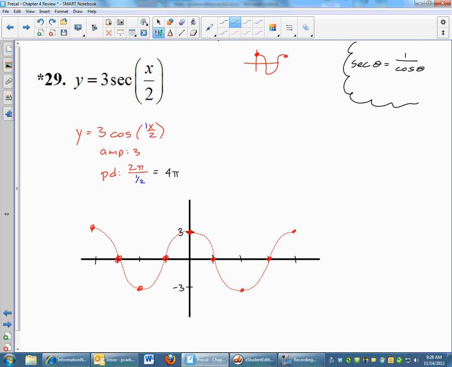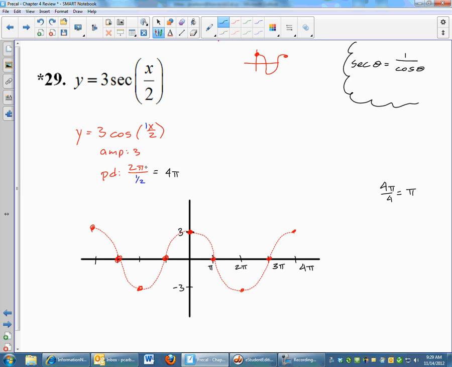And I do need to label my x-axis also. My period was 4 pi. And this one's going to be nice. 4 pi divided by 4 is 1 pi, which means each little interval is marked off by 1 pi. So that's 1 pi. This is 2 pi. This is 3 pi. Now remember, that's the cosine graph. We need to graph the secant graph.